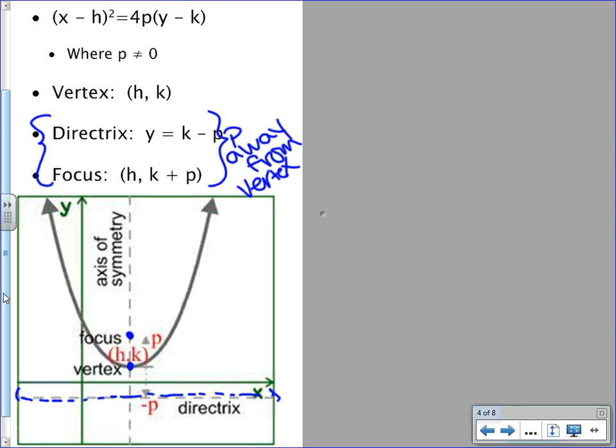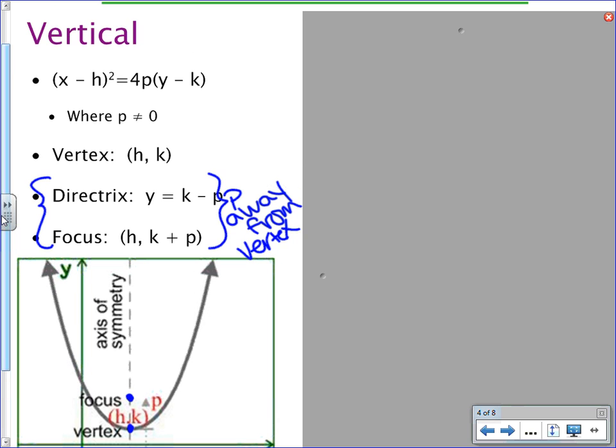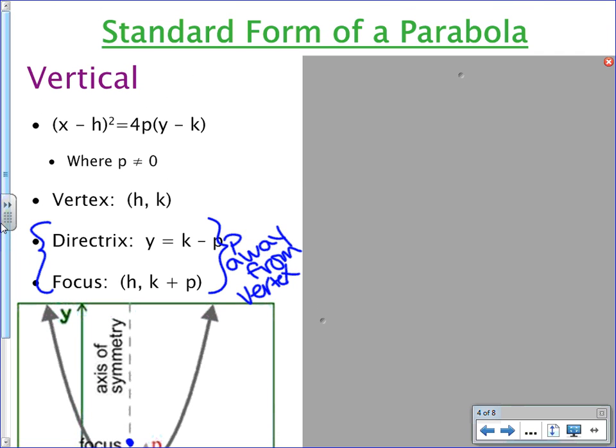Now, we have another kind of parabola to talk about. This parabola is opening vertically, up or down. We also have parabolas that can open horizontally, left or right. How do you think those equations are going to look different?